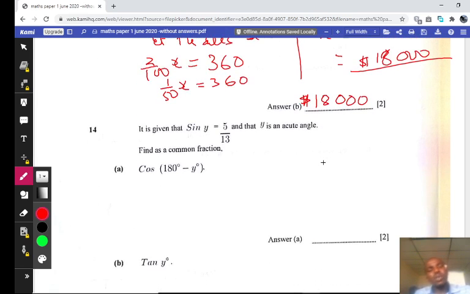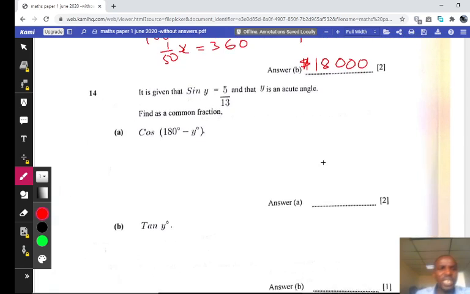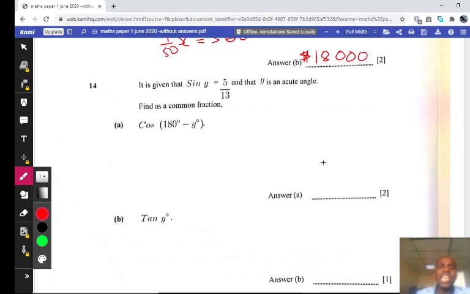Right. Next question, question number 14. It reads, it is given that sin y is equal to 5 over 13 and that y is an acute angle. Find as a common fraction cos of 180 minus y. Whenever you come across a question like this, with sin y, cos y, tan y, what you do is simple. You draw a right angle triangle like this.